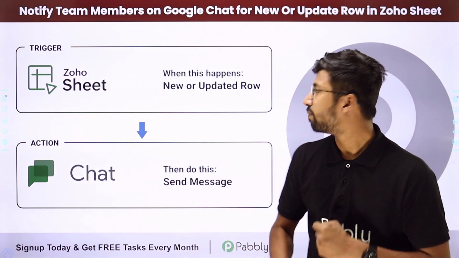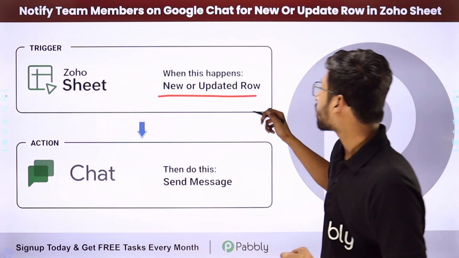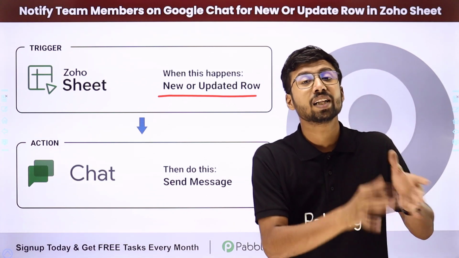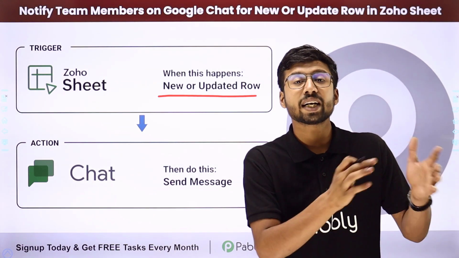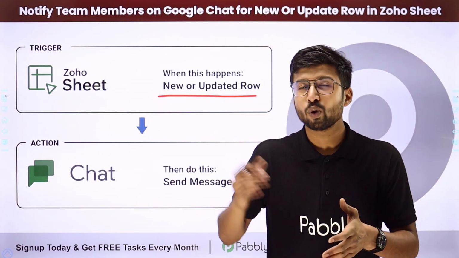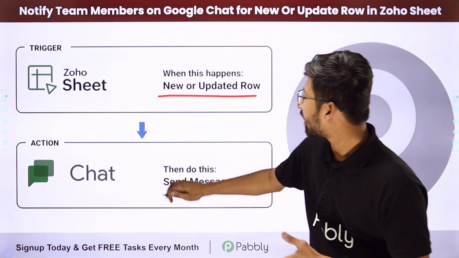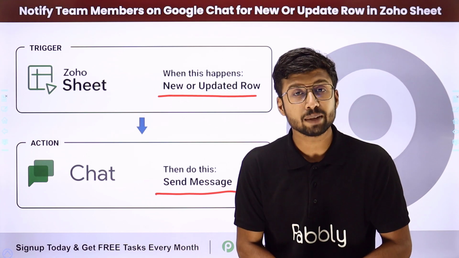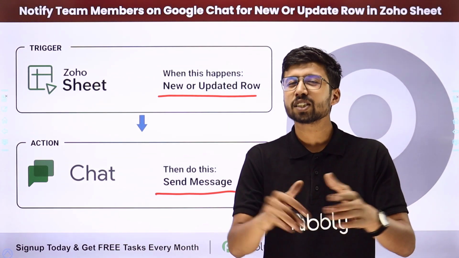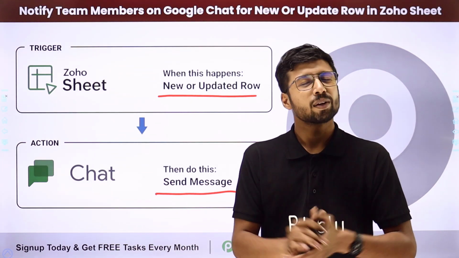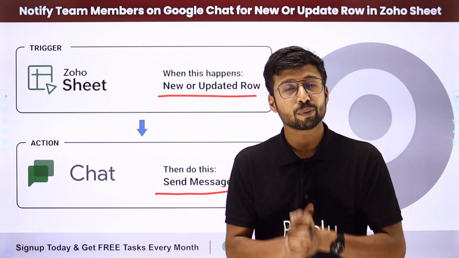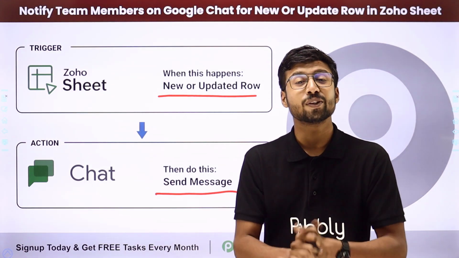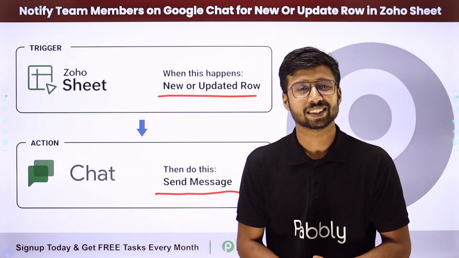Using this automation, whenever a new row is added or any existing row is updated in our Zoho Sheet account, the details of that newly added or updated row will automatically be sent as a message on our Google Chat space, and we are going to update our team members about it. So this is a pretty amazing automation. Now, if you want to know how you can set up this automation all by yourself, you just have to come with me to my screen.